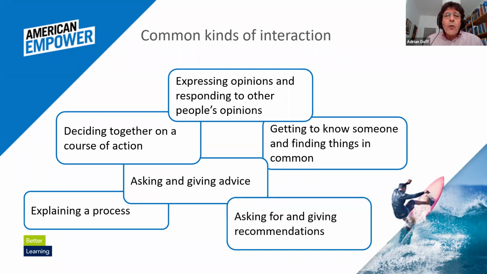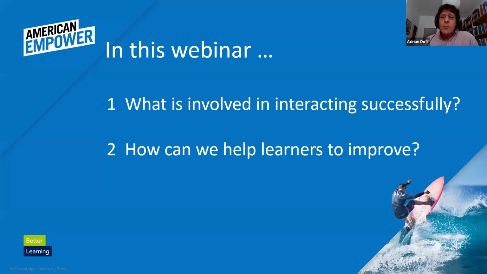And I will be considering 2 questions about this area. One is, what is involved in interacting successfully? And then secondly, how can we help learners to improve? And in answering the second question, I'll be using examples taken from American Empower, of which, as Simon told you, I am one of the authors.